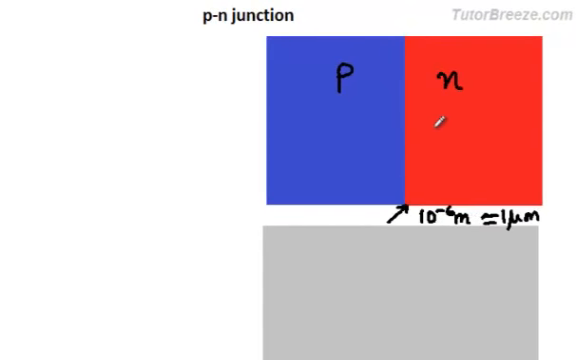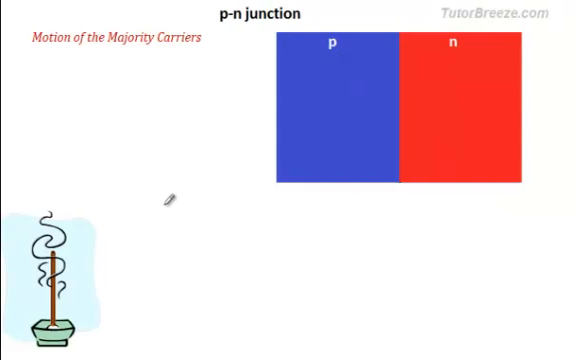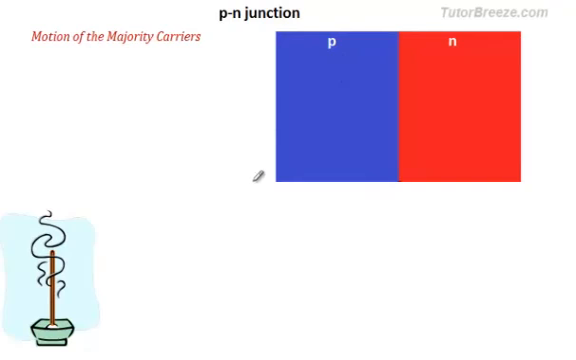Now let's talk of the charge carriers when the junction is formed. Say I light an incense stick at one end of the room, then the incense molecules diffuse into air. In the same way, the electrons have a higher concentration on the n side and the holes have a higher concentration on the p side. So when this junction is formed, the electrons start diffusing from a high concentration region to a low concentration region, and the holes also diffuse from a high concentration region to a low concentration region.